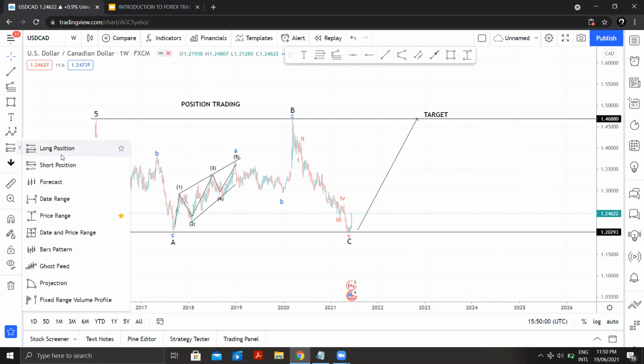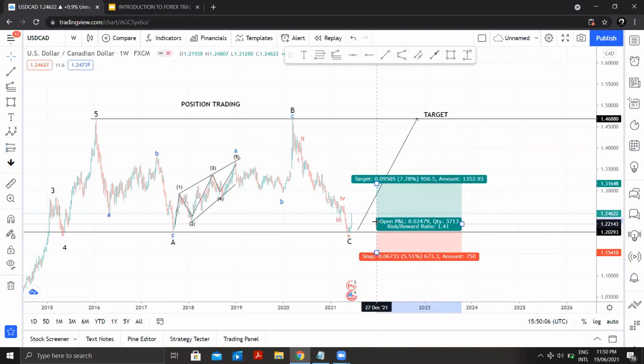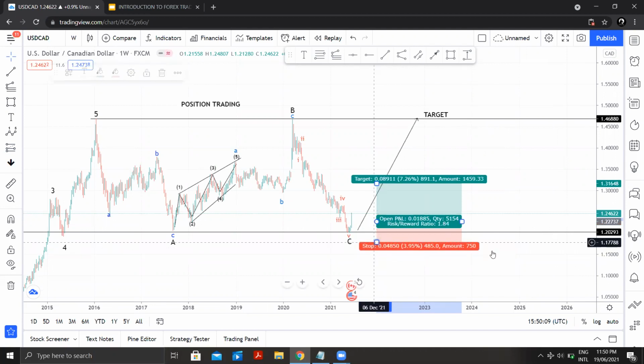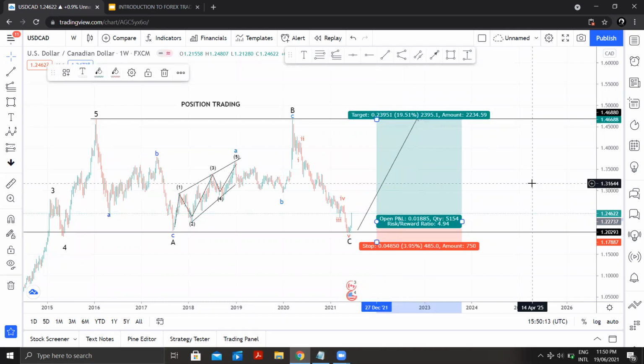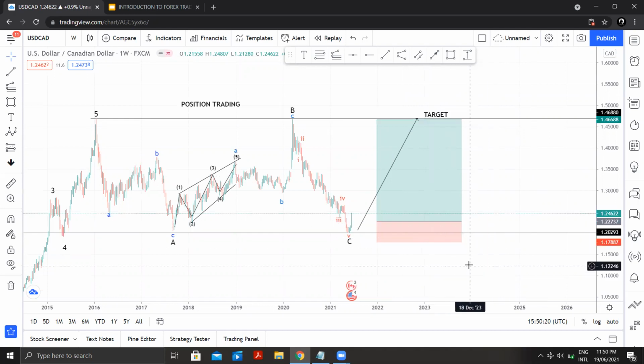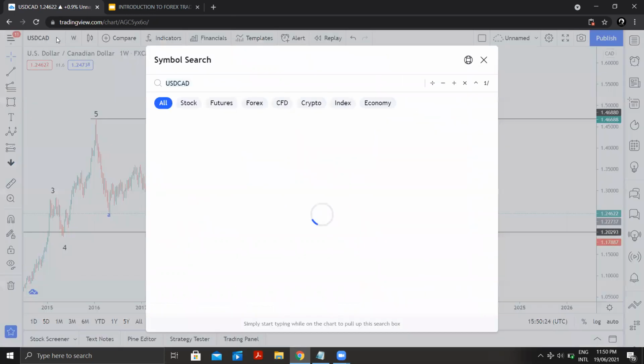Because there will be a retracement next week, your stop loss will be below here, a very small stop loss. Then your take profit will be here. So what is the ratio? Let's just say 1:5. It's still okay, a good risk to reward ratio. So you can just leave it there for a year. Let's move to the next pair.